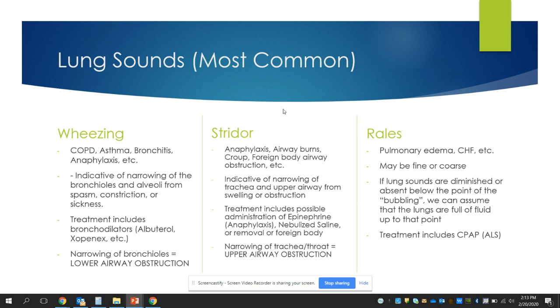So the treatment for that rales is going to be CPAP, which you can do at the EMT level, but you might need some ALS assistance just depending on your individual county that you live in. So those are lower airway sounds.